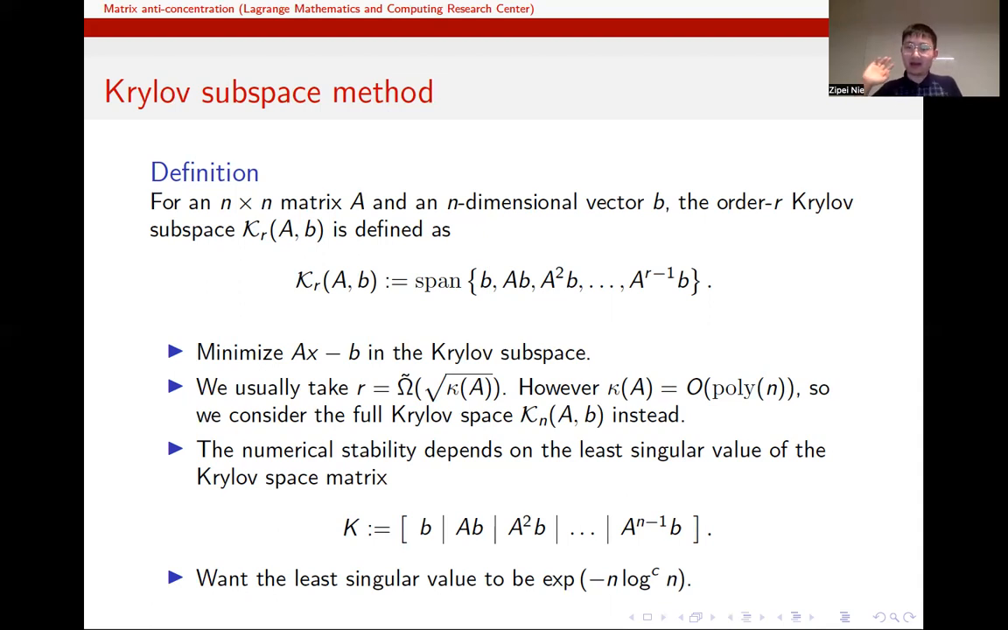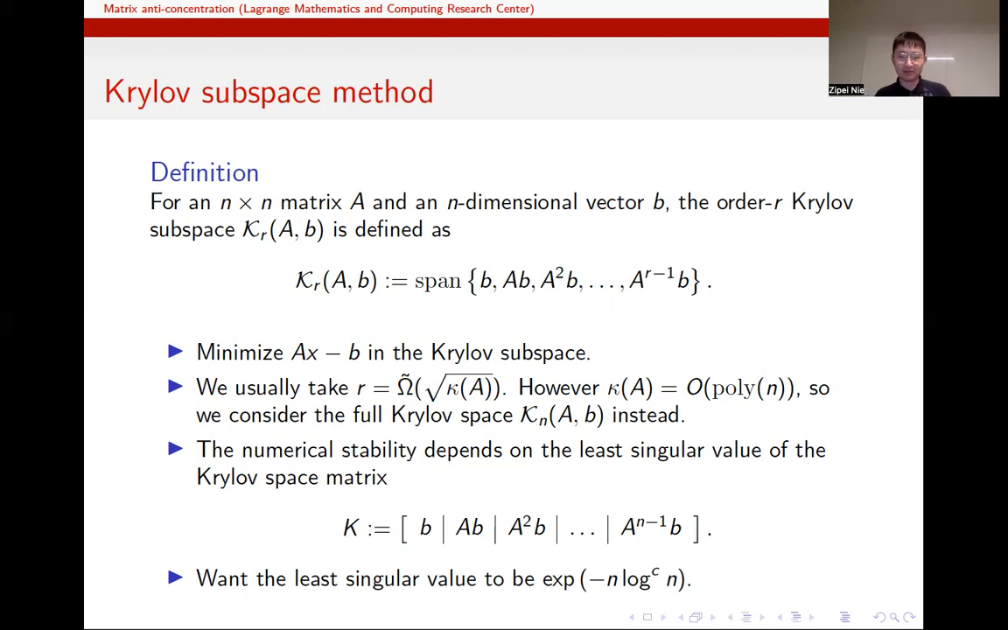However, in our case, the condition number is large compared to n. It's a polynomial of n. So we consider the full Krylov space instead, when R equals n.